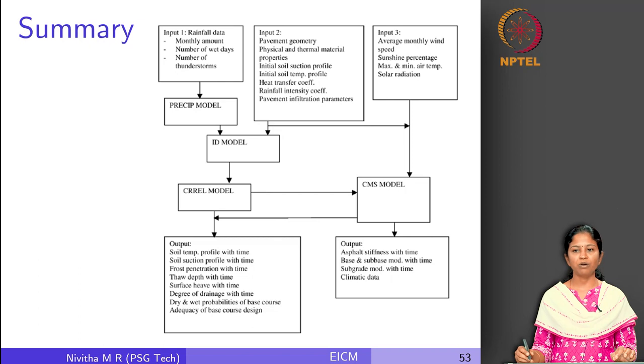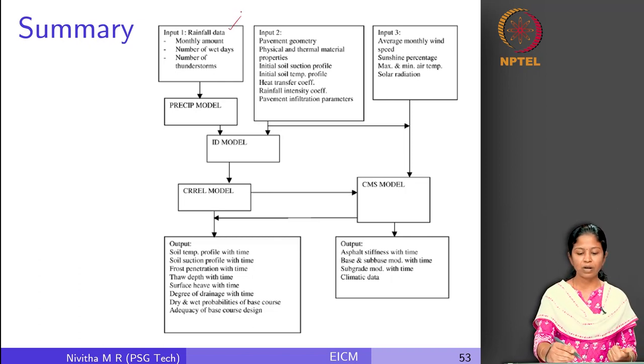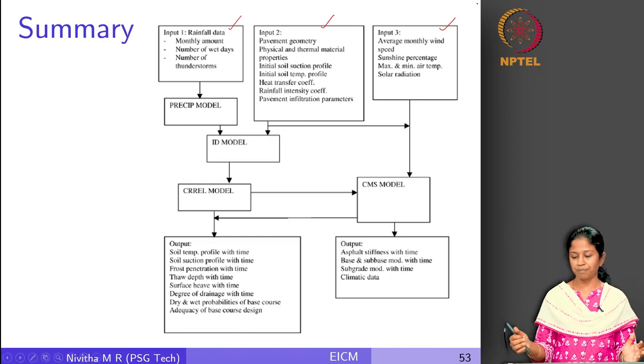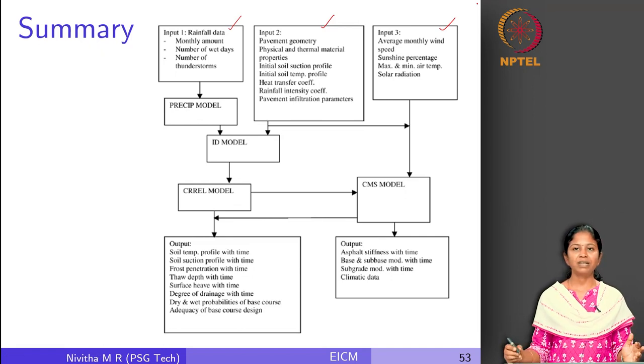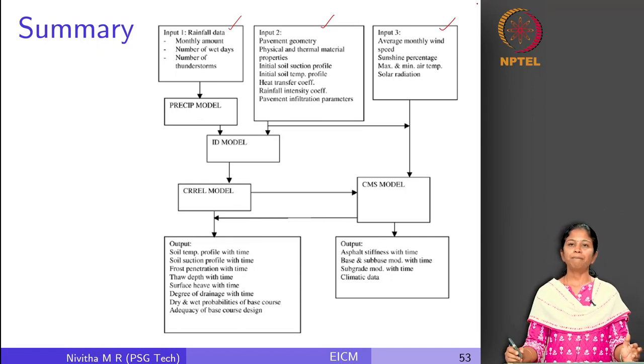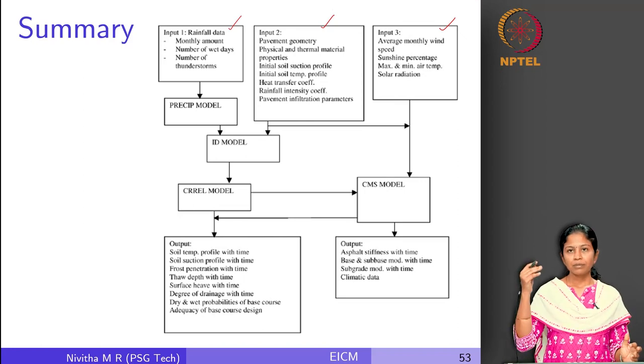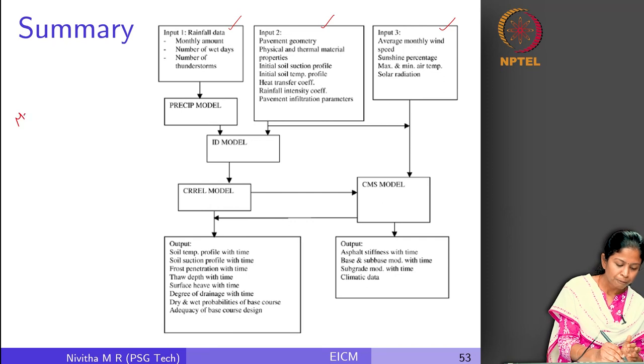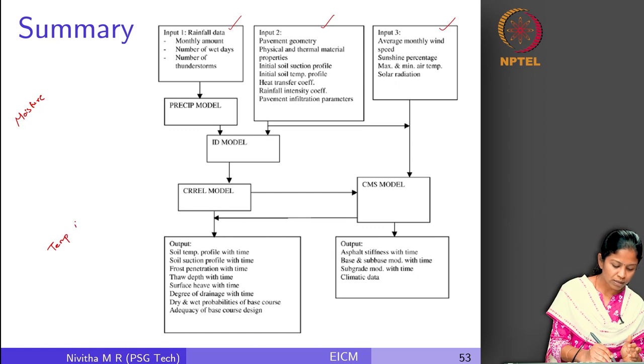Finally, to summarize about the EICM model, we come back now and look into the same table that we saw in the first or second slide. We have different data: rainfall data, material property data, and temperature related information. We are going to use all of this information. We have two different kinds of temperature and moisture profiles that we will be computing. We will compute the temperature information on the surface. One is the moisture information, the other one is the temperature information.